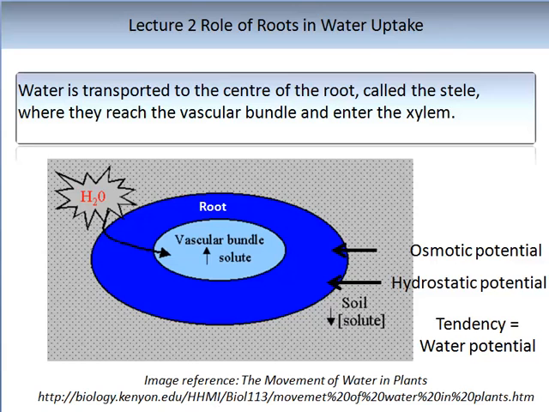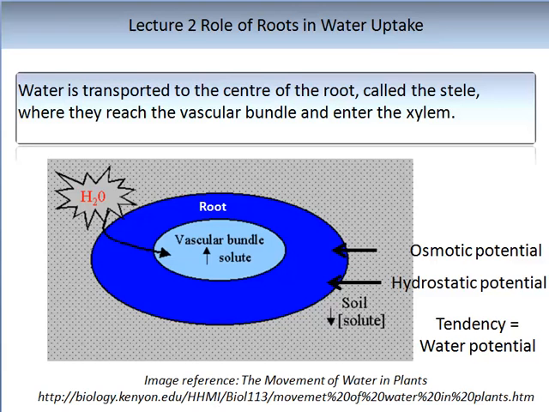The image on the slide is a very simplistic overview of the process of water uptake in plants. The point I want to make specifically here, leading from the previous points, is about water potential being a measure that determines how water can flow.